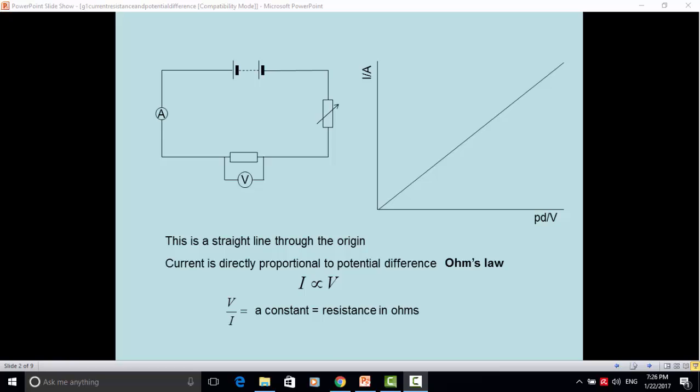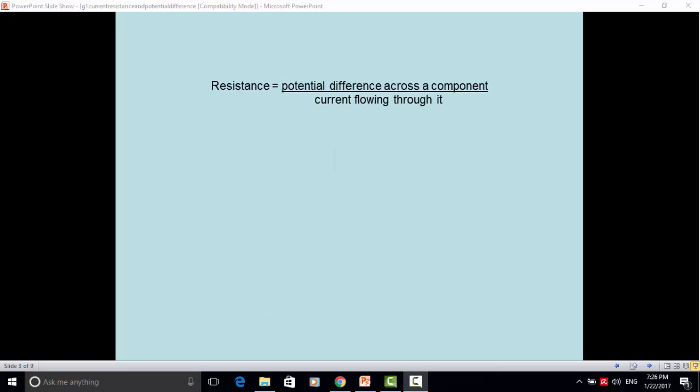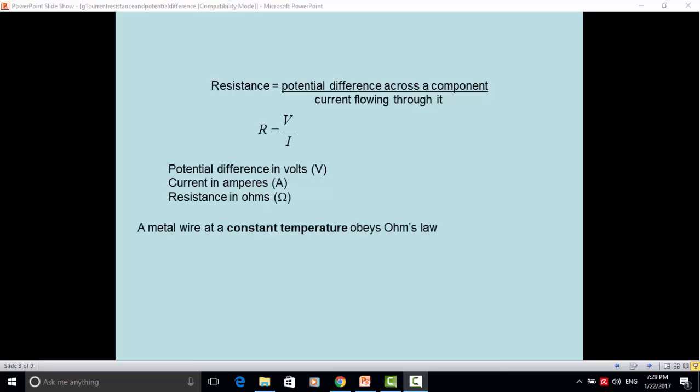V over I then is a constant, which is the resistance in ohms. So we can say that resistance is the potential difference across a component in volts divided by the current flowing through it in amps. As an equation, R equals V over I, where the potential difference is in volts, the current in amperes, and the resistance in ohms. A metal wire at a constant temperature obeys Ohm's law.